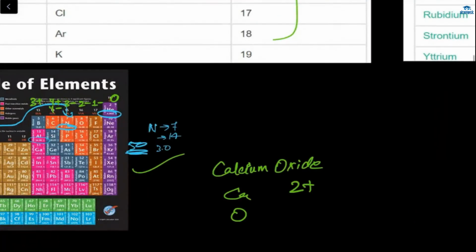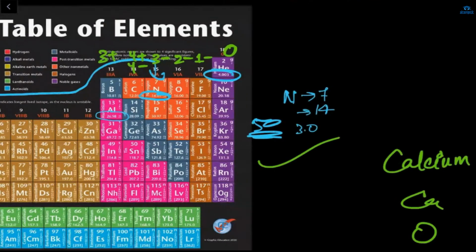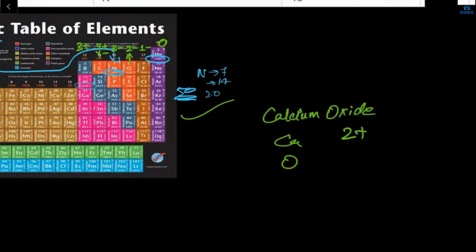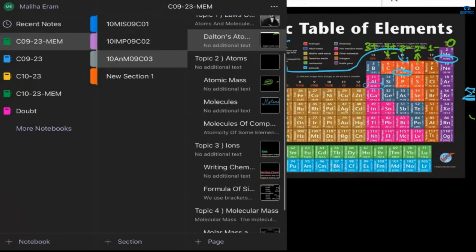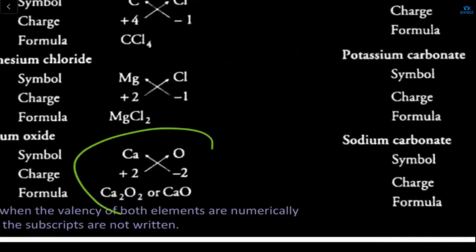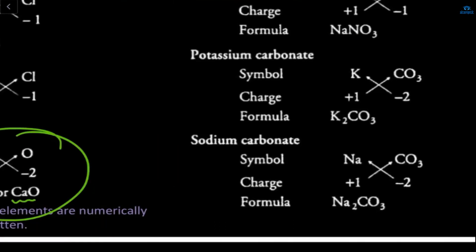Okay. And what about your oxide, means your oxygen? See, it's -2, 2 minus. So what we have to do? We have to crisscross. And if we crisscross this, it will be Ca2O2, or we can write CaO. Okay. Now, one more example we will do.